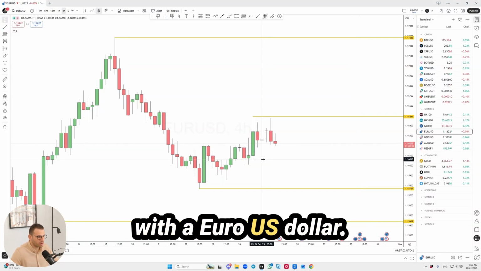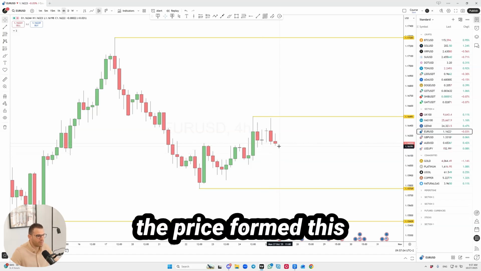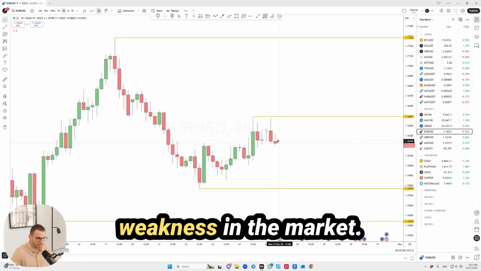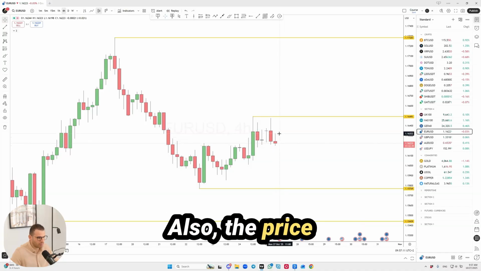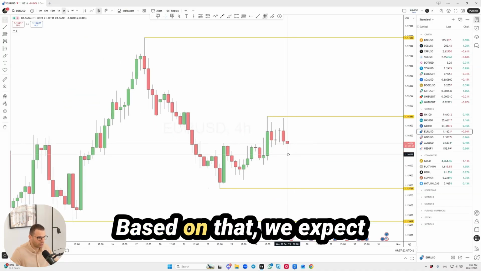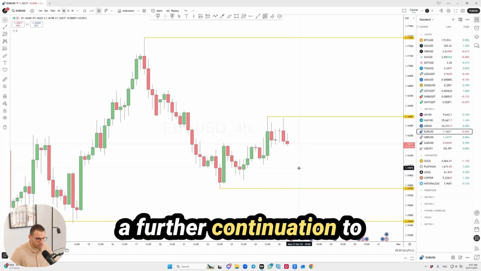Let's start with the Euro US dollar. On the 4-hour time frame, the price formed this bearish engulfing reversal. It's a sign of a strong weakness in the market. Also, the price retraced almost 50%. It made a lower low. Based on that, we expect a further continuation to the downside.